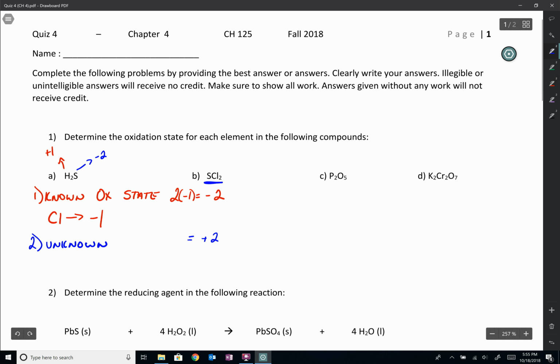Now, we just have a sulfur, so sulfur is a plus 2 in this case. There's only 1 sulfur atom, so it has to have that plus 2 charge to balance out the total minus 2 from the 2 minus 1 chlorines.